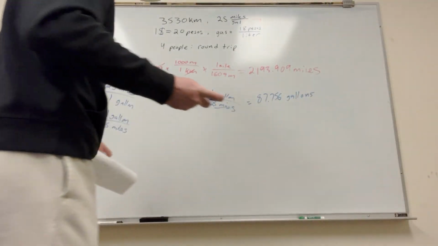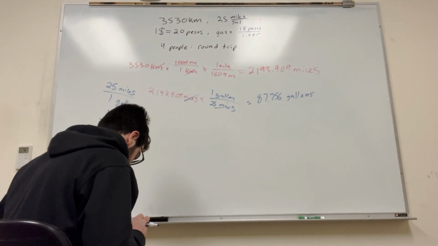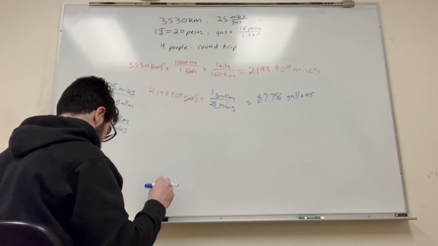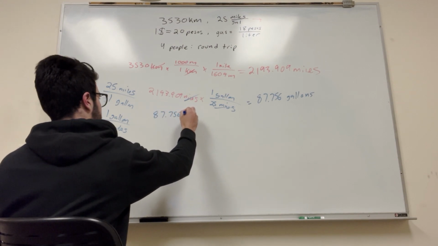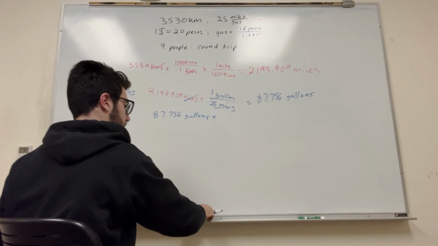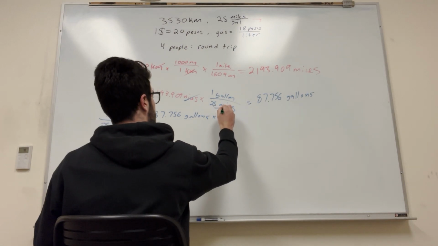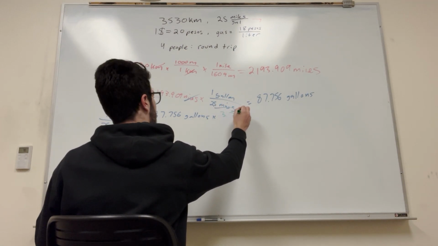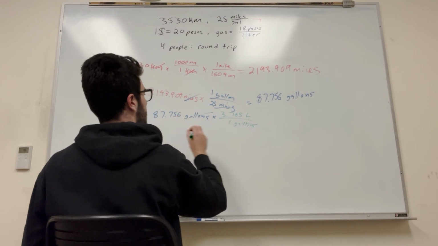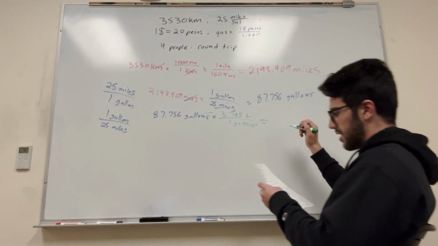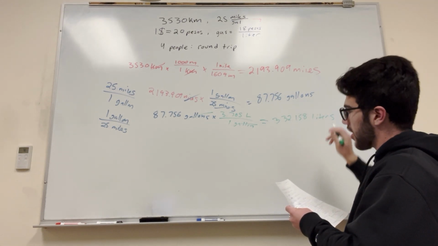And from gallons, we can kind of just directly convert this to liters. So 1 gallon, or how many gallons is this? So this is 87.756 gallons times, let's see, liters. So there is 3.785 liters per 1 gallon. Gallons cancel, multiply that by that, and you're going to get 332.158 liters. All right, so perfect, now I have liters.